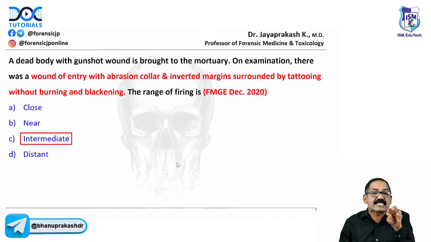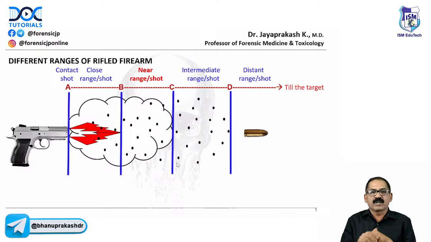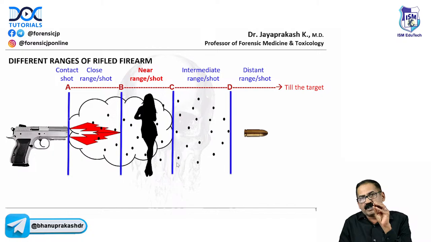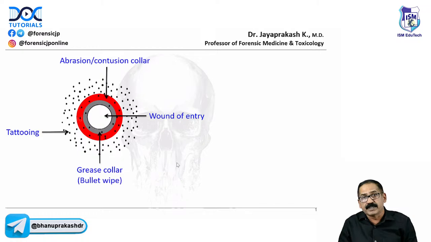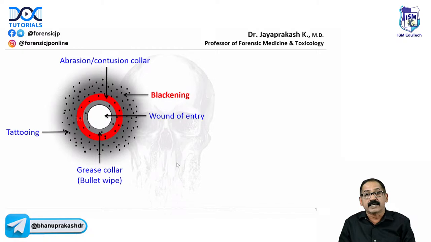Okay. Now, coming to the near shot, the person is between B and C. There will be a wound of entry, tattooing plus blackening. It is a picture of intermediate, but in addition to that, because of the smoke and soot, there is blackening. I will show you the actual image.